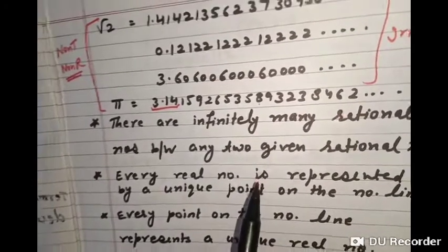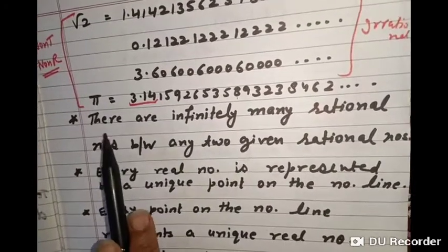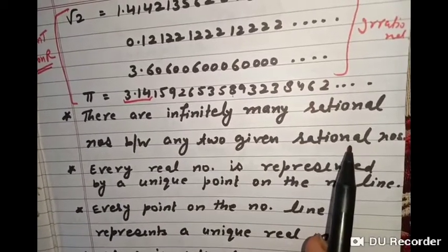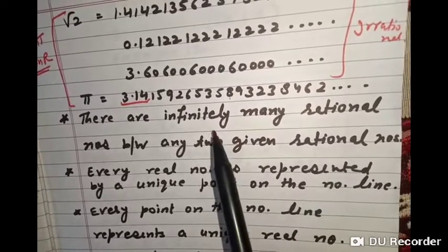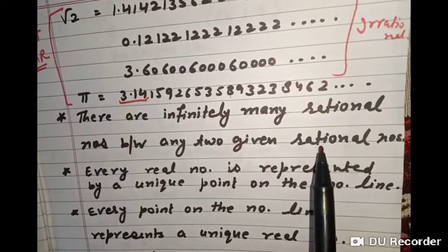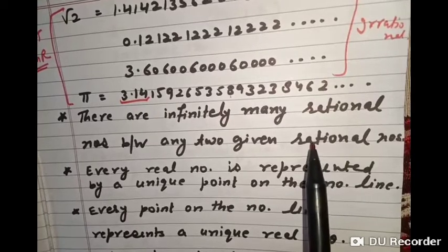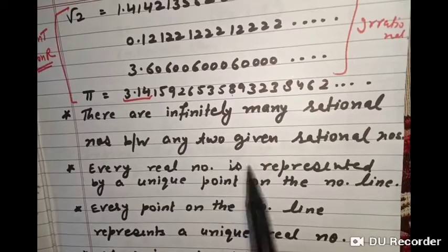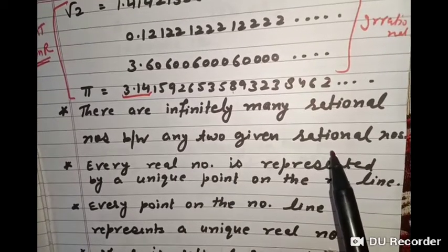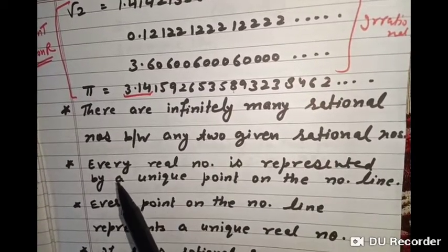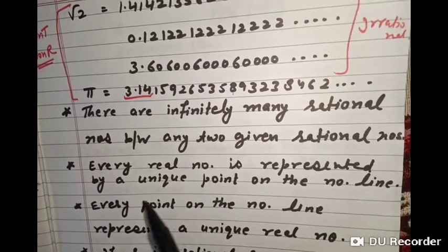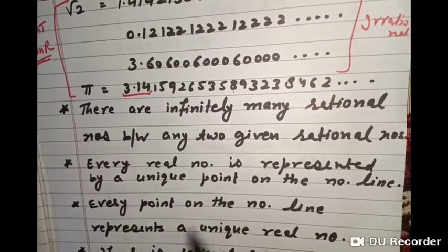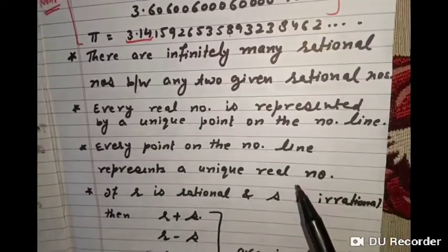There are some important points regarding this. First point is, there are infinitely many rational numbers between any two given rational numbers. You have done this in your lower classes also. There are infinitely many, as well as infinitely many irrational numbers, between two given rational numbers or irrational numbers. Second important point is, every real number is represented by a unique point on the number line, and every point on the number line represents a unique real number.